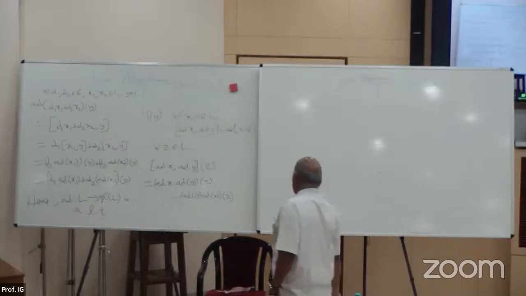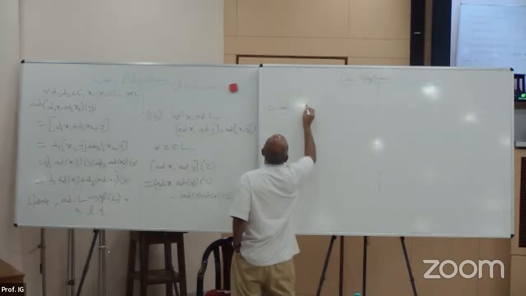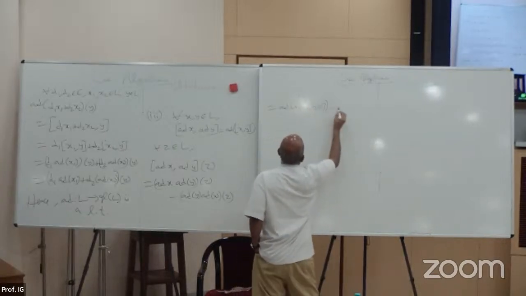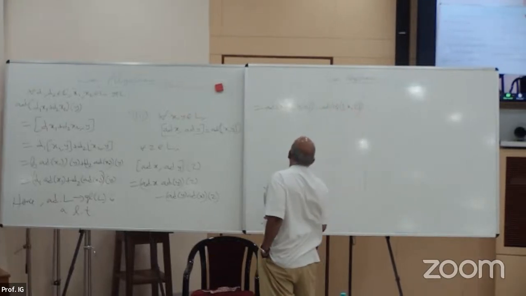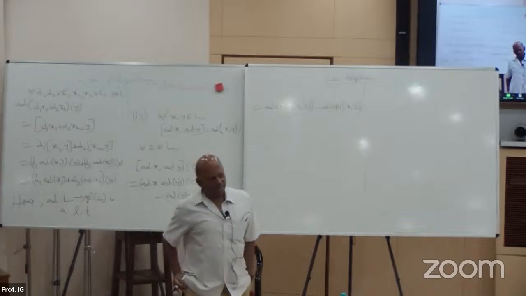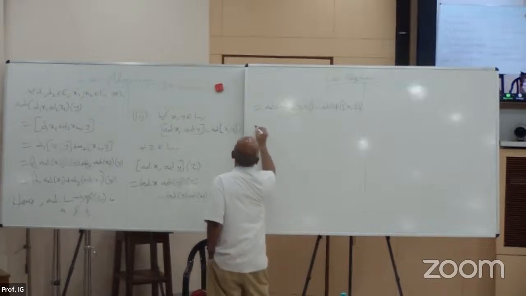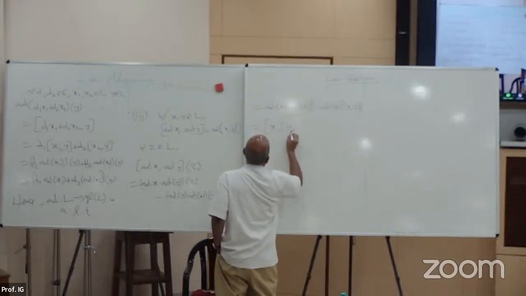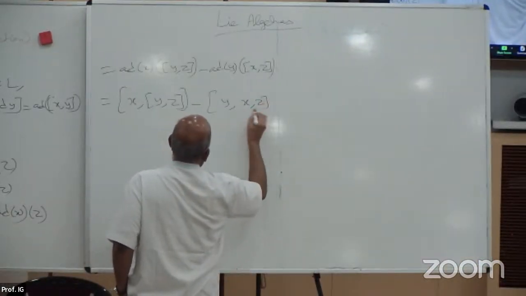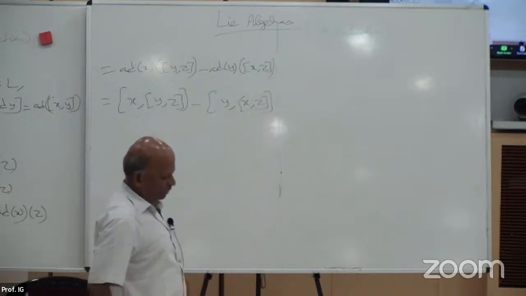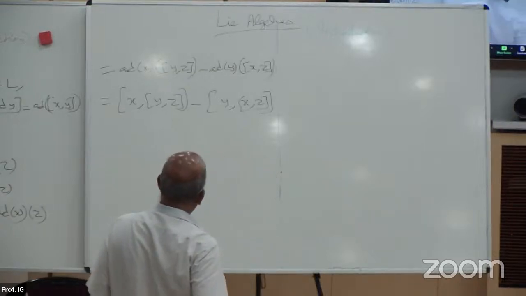So what does this turn out to be? By definition, this is ad x of [y, z] minus ad y of [x, z]. Ad x of z is the Lie bracket [x, z]. Ad y of z is the Lie bracket [y, z]. Now further, when we take ad, we get [x, [y, z]] minus [y, [x, z]]. So ad x, ad y minus ad y, ad x of z turns out to be this.